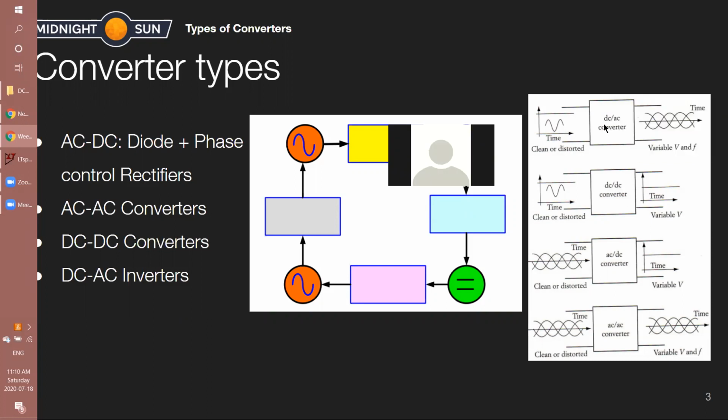AC power is sinusoidal, it's oscillating, it has a certain phase and frequency. And so as you can see on the chart on the right, when we output it, we can control both the voltage and the frequency. So these converters control both those characteristics. So anything X-AC.